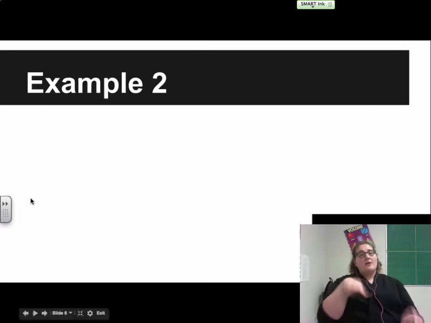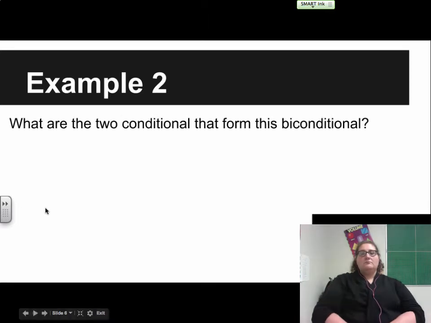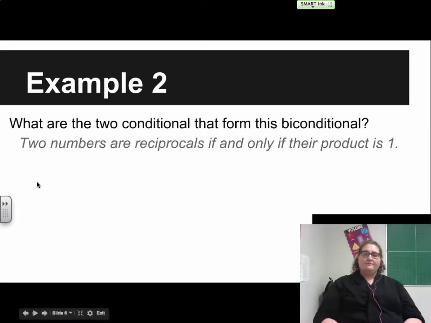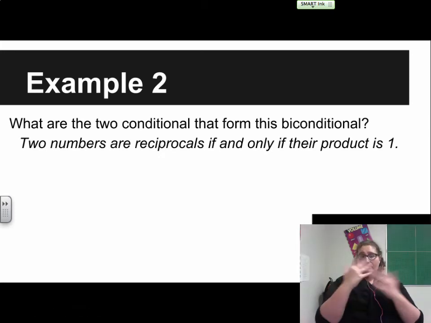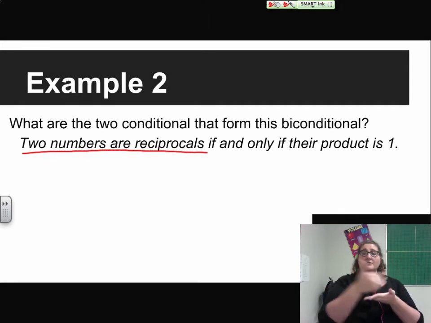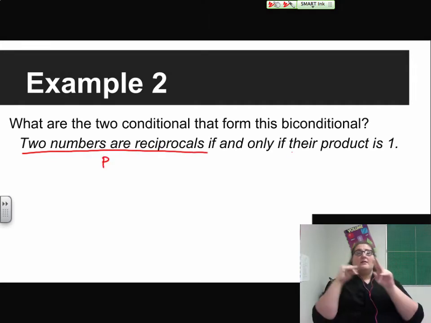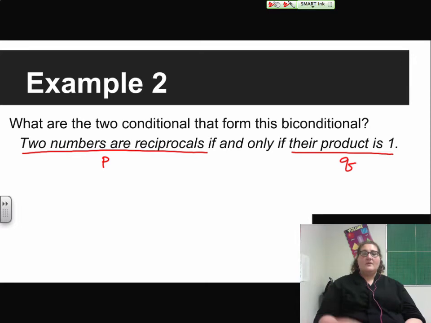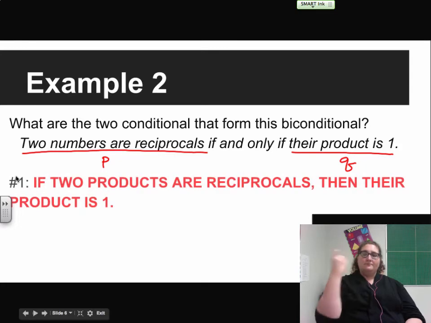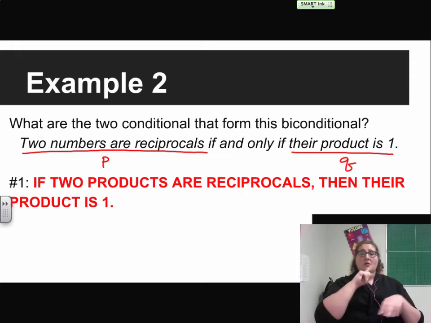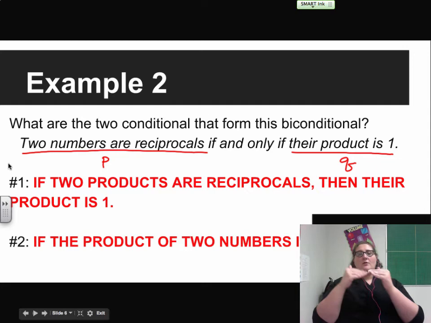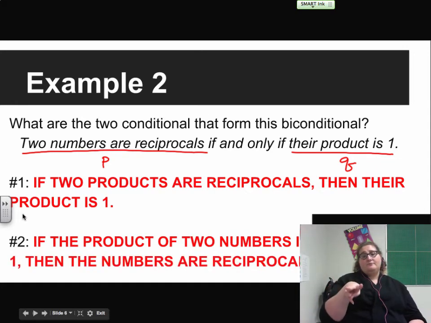Example 2. What are the two conditionals that form this biconditional? Two numbers are reciprocals if and only if their product is 1. So we're looking at P and Q because it's P if and only if Q. So the first one we can say is if two numbers are reciprocals, then their product is 1. And now we can flip-flop this and write the converse and say if the product of two numbers is 1, then the numbers are reciprocals.